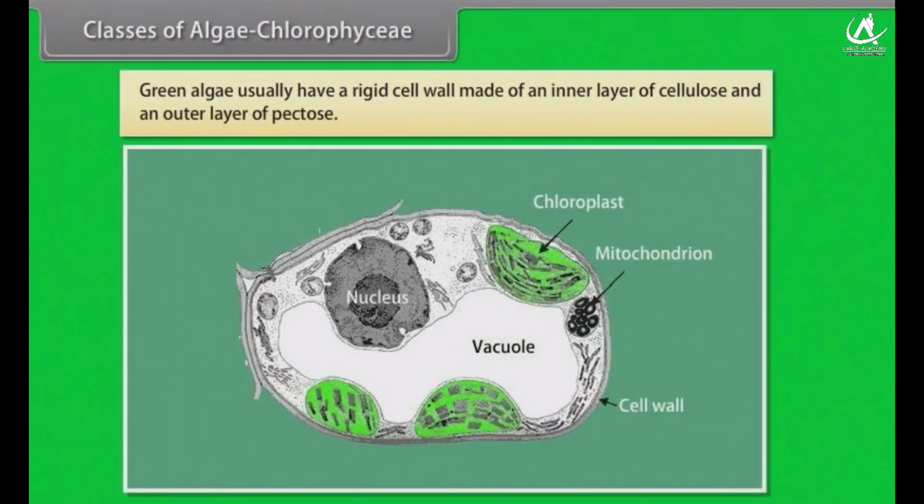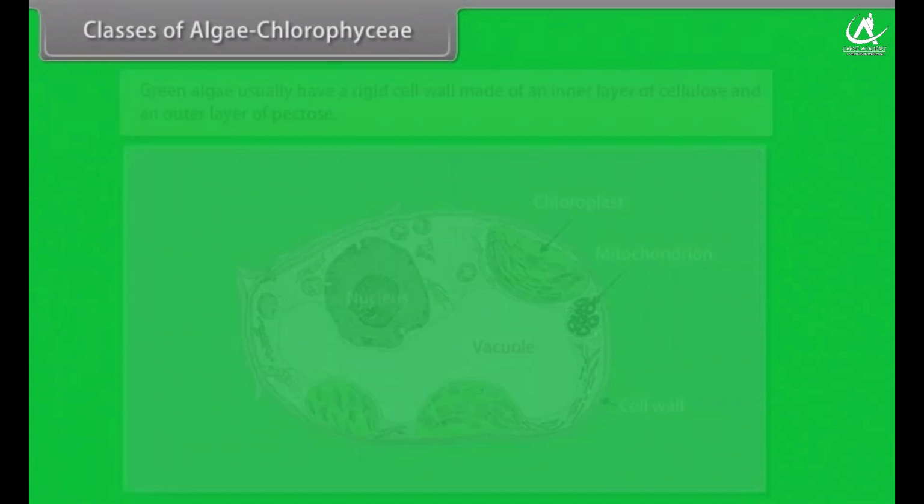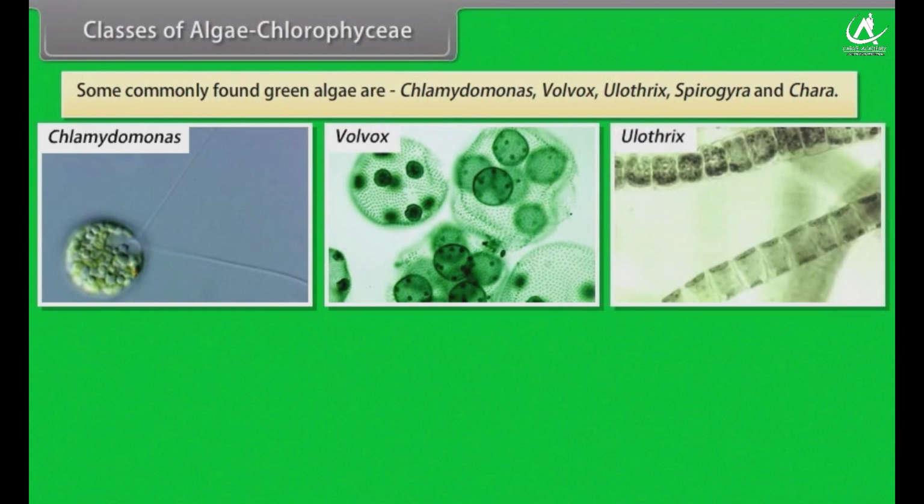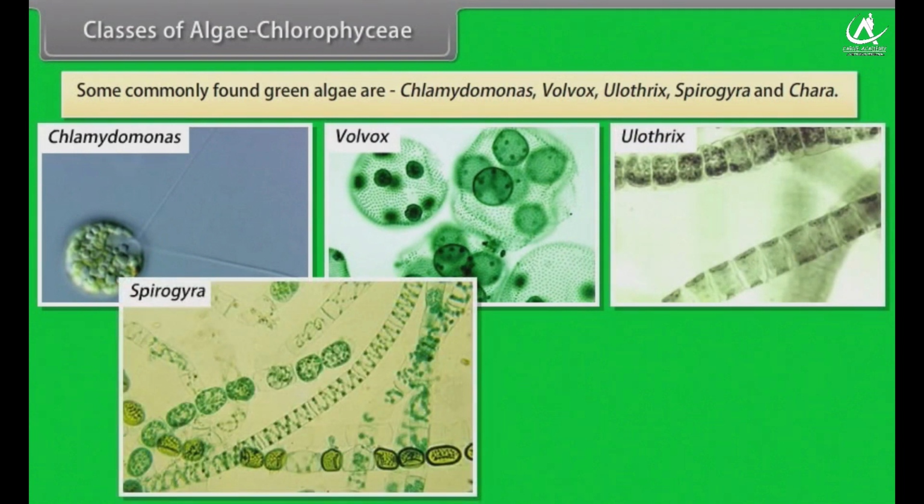Green algae usually have a rigid cell wall made of an inner layer of cellulose and an outer layer of pectose. Some commonly found green algae are Chlamydomonas, Volvox, Ulothrix, Spirogyra, and Chara.